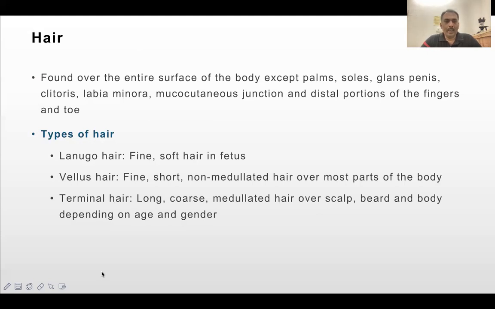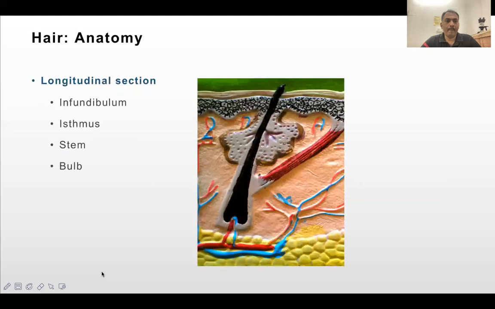Now, the types of hair are divided into lanugo hair, which are fine, soft hair in the fetus; the vellus hair, which are fine, short, non-medulated hair over most parts of the body; and the terminal hair, which are long, coarse, medulated hair over the scalp, beard, and body, depending upon the age and gender.